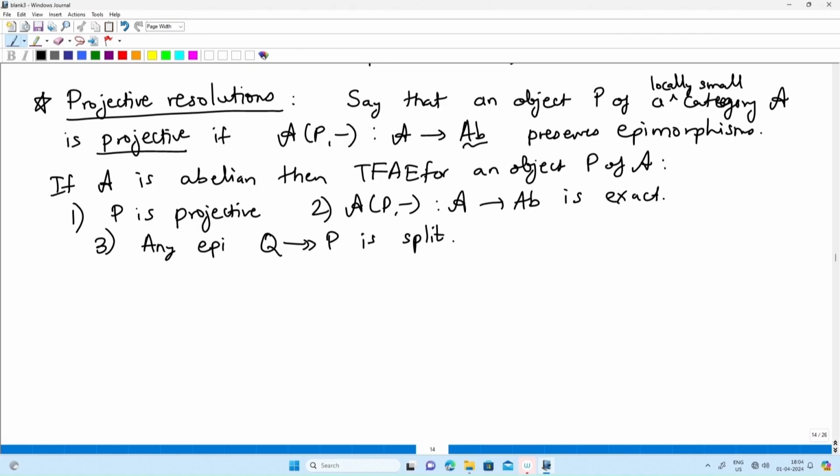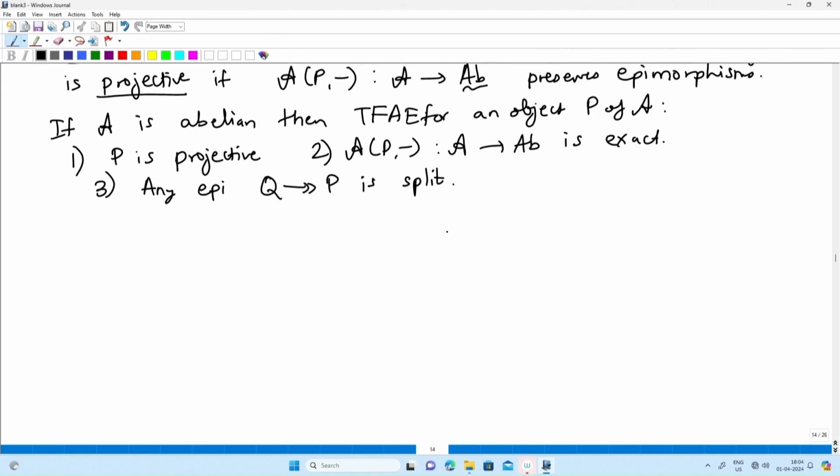If you are working in a module category, then you can actually add one more condition, that it is a direct summand of a free module. But I'm just going to prove this. So 1 if and only if 2 is quite easy to see.